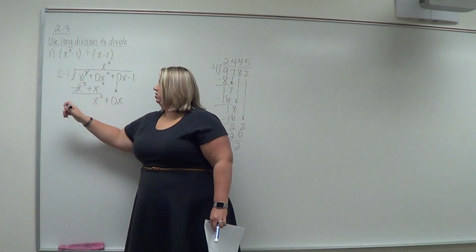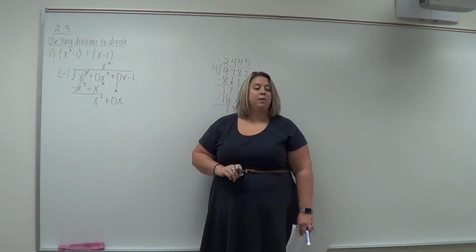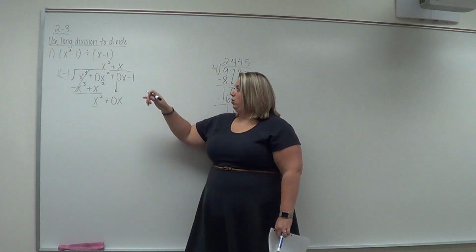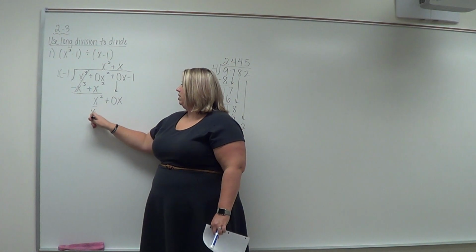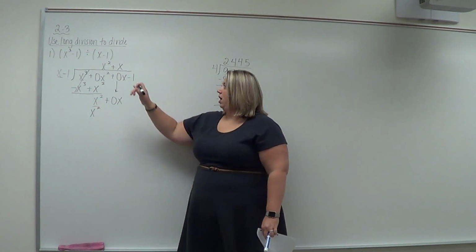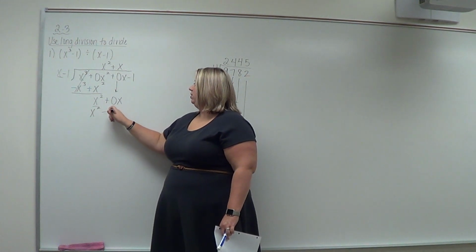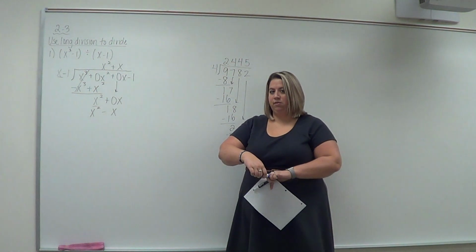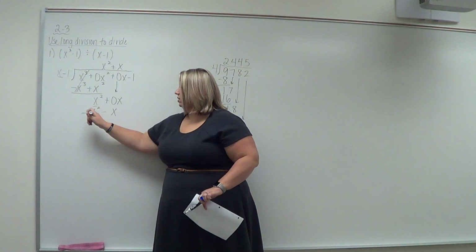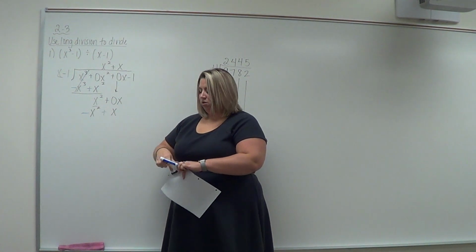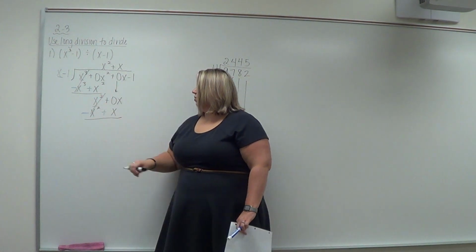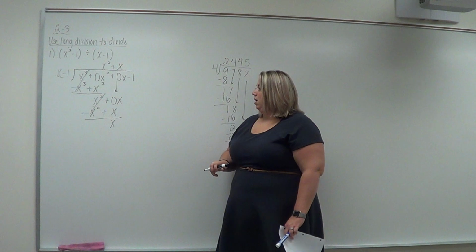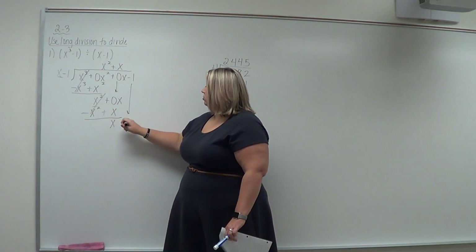So what times x will give me x squared? x, so that goes up here. So x times x, x squared. x times -1, -1x. What do we do now? Subtract. So subtract, subtract. x squareds cancel. 0x plus x would be x. 0 plus 1 is 1. Cancel out one thing, so I bring down my next thing.